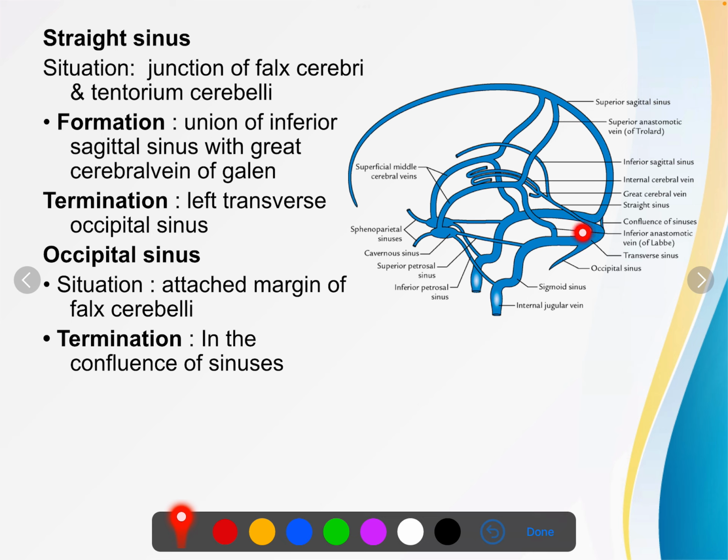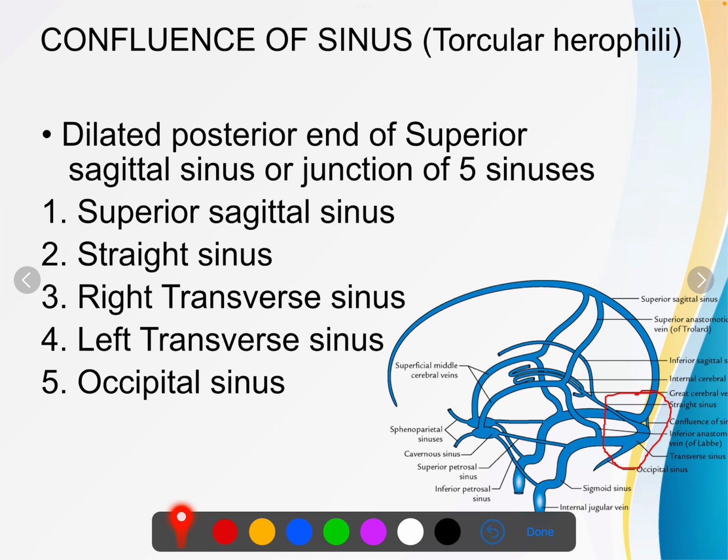The next one, occipital sinus. This one is the occipital sinus, situated on the attached margin of the falx cerebelli. It terminates into the confluence of sinuses. Then next one, confluence of sinuses, that is the dilated posterior end of the superior sagittal sinus or the junction of 5 sinuses, that is the superior sagittal sinus, straight sinus, right transverse sinus, left transverse sinus and occipital sinus.